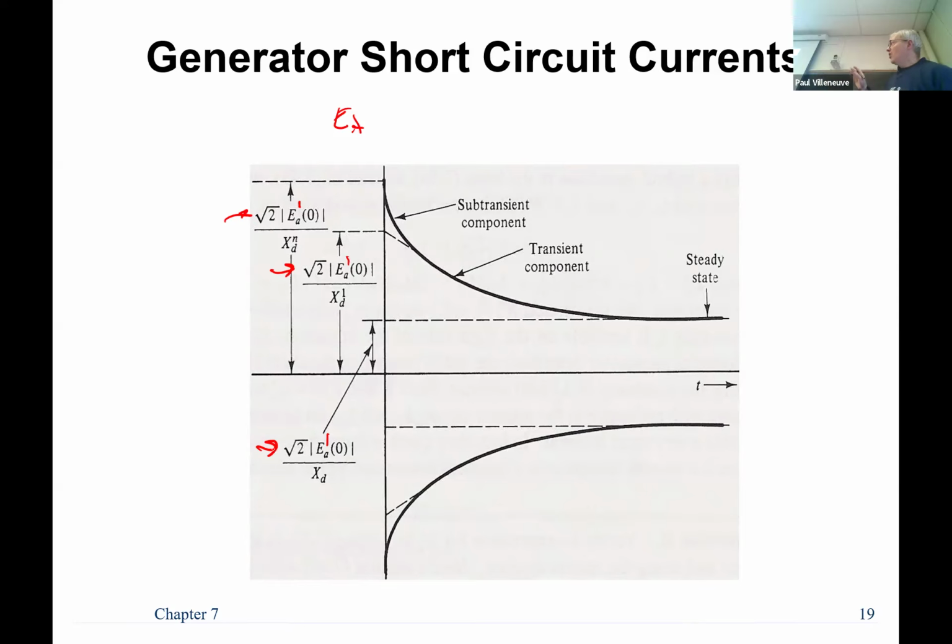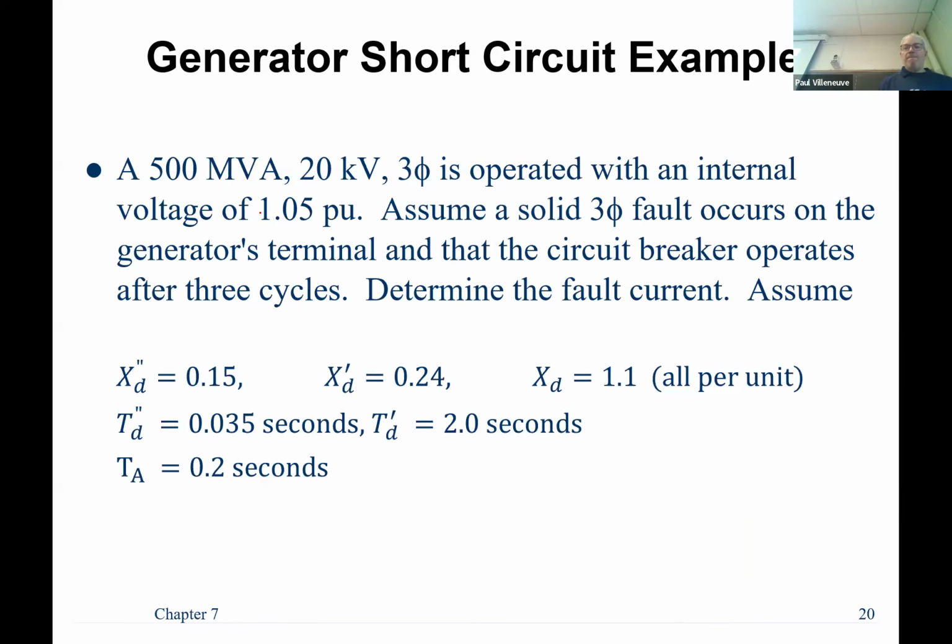And again, this shows the subtransient and transient, but it doesn't actually show any DC offset because of the inductor. Because again, you'd actually have to have that information. We've already included it with that sort of peak value. So let's take a look at an example: a 500 MVA generator, which is a pretty darn big generator. Most generators are less than 100 MVA.